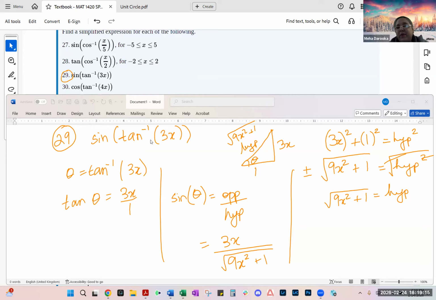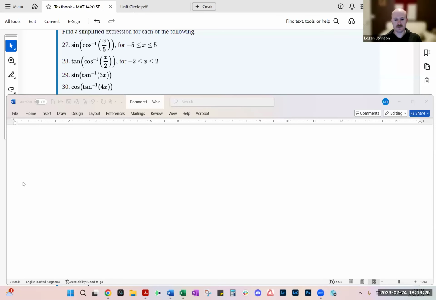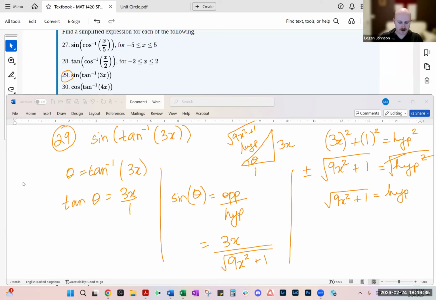So did anybody have any questions on number 29? No? Okay. I actually have a question. For the one we just did, when we're finding the hypotenuse, we just take the square root of the adjacent side and the opposite side squared. Why did you say we can disregard the negative, because we're working with a triangle?